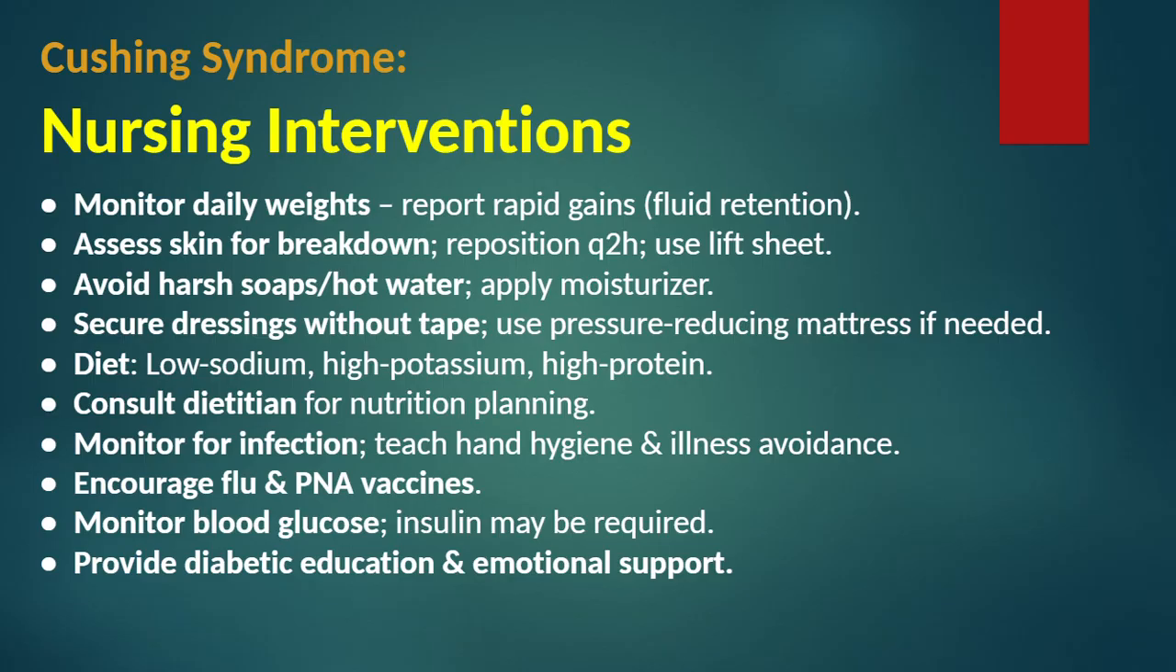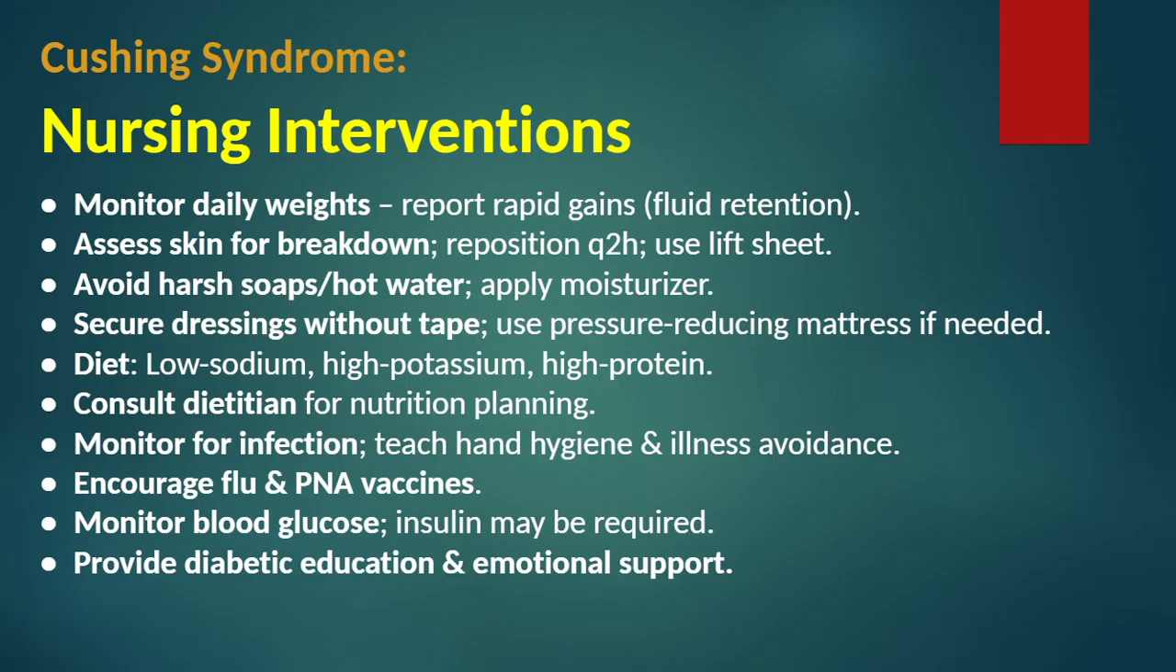Next, we need to think about infection control. Cortisol suppresses the immune response, which increases susceptibility to infections. Nurses should monitor for early signs of infection such as redness, warmth, drainage, or fever, and report them immediately. Teach patients and family members the importance of good hand hygiene before and after care, and to avoid exposure to anyone who is ill. Encourage vaccinations, particularly influenza and pneumonia, PNA, to reduce risk of respiratory infections.